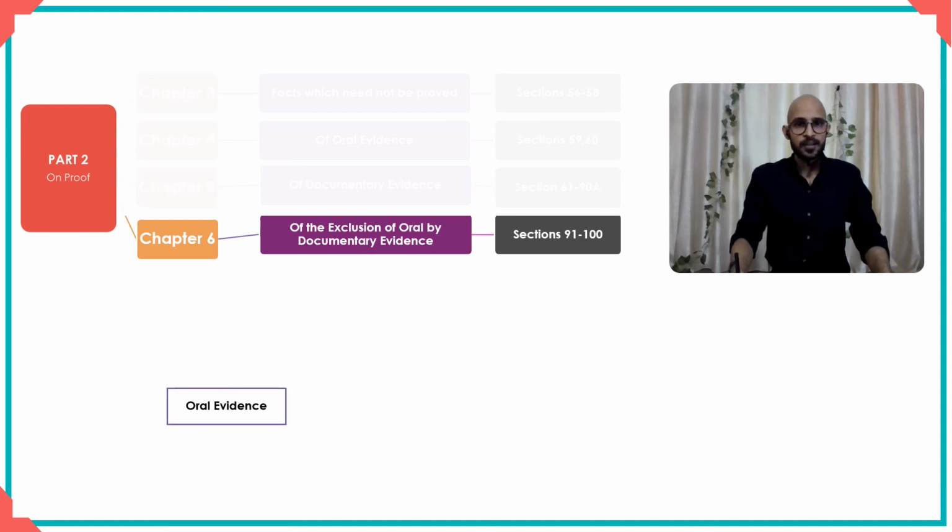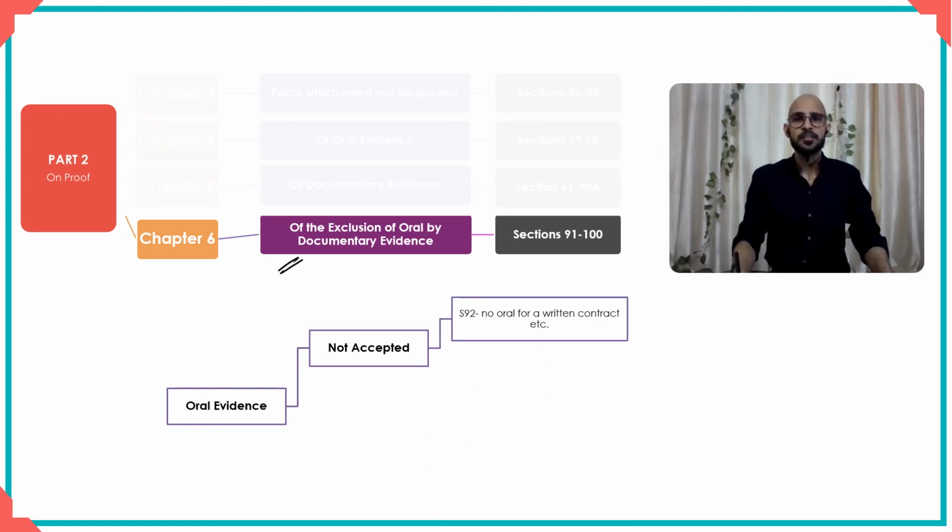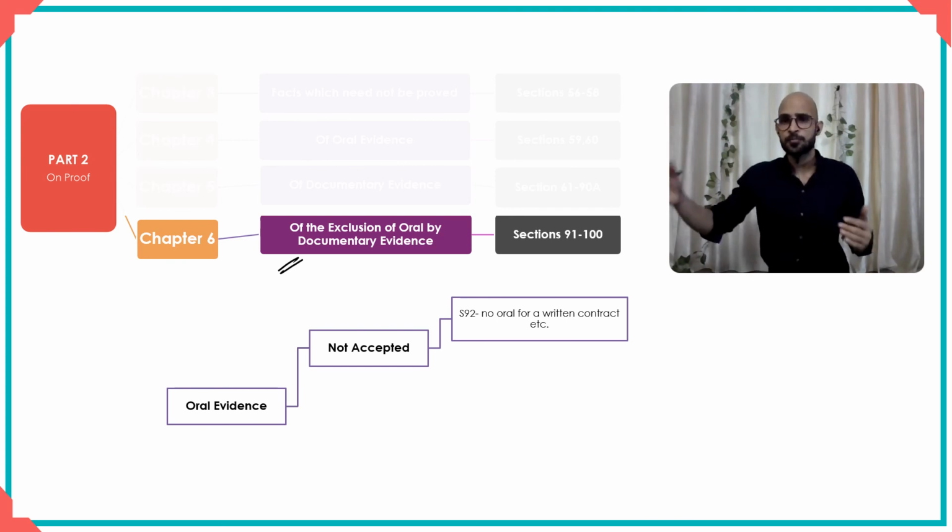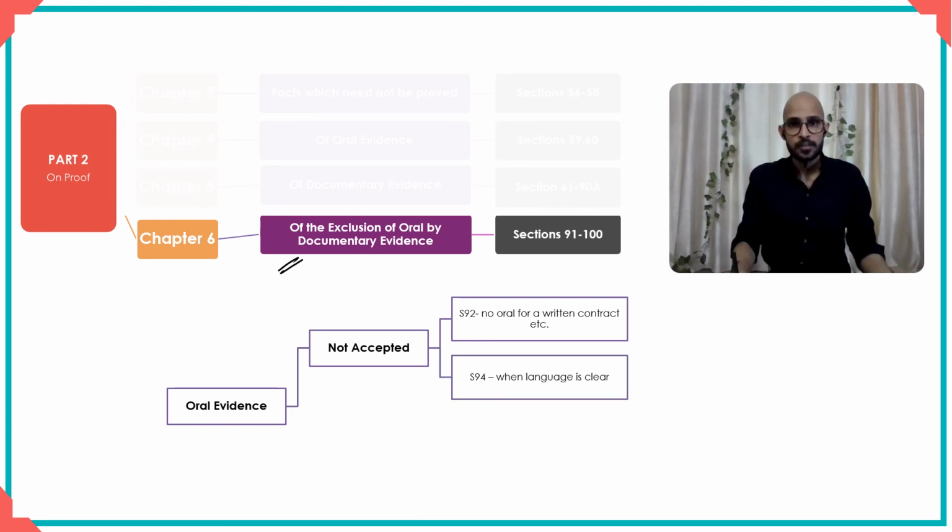So let us look at an example when oral evidence is not accepted first, which is basically the general principle given by chapter 6. So for example, let us say section 92 says that when a contract has been written down, right, the terms of a contract or any other disposition of property have been written down, then oral evidence will not be accepted for that. Because you have a document, if there's any question as to the contents of that contract, just bring the contract. Why do you want to have oral evidence for it?